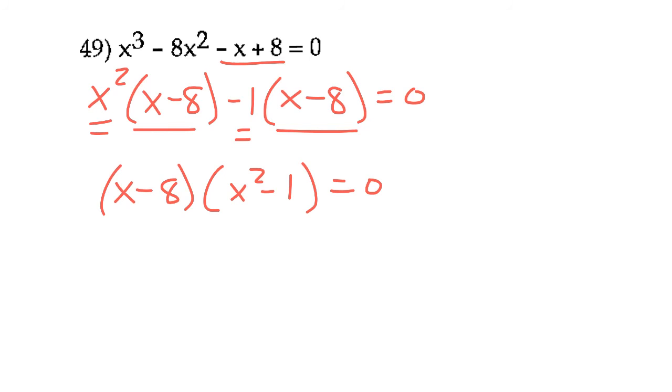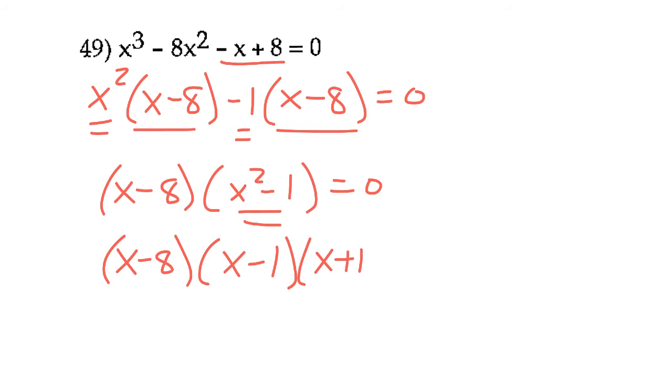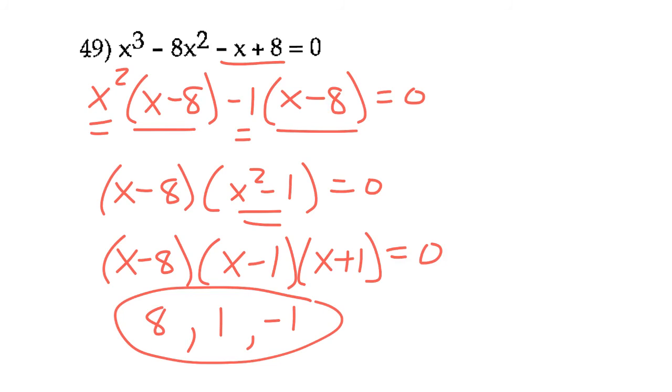Now x squared minus 1 is the difference of squares, so I could do x minus 8 times x minus 1 times x plus 1. So my zeros are 8, 1, and negative 1. Now it's likely that you don't remember factor by grouping, or maybe don't like factor by grouping, in which case then we can head to the calculator and graph it and find the zeros that way.